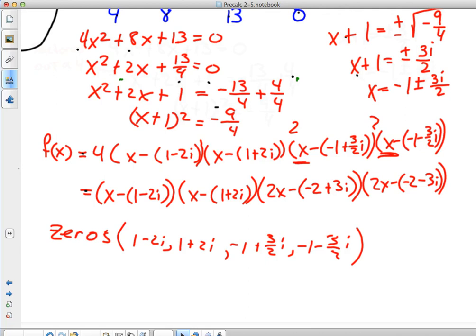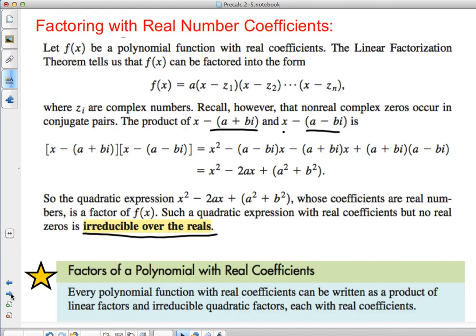Now, as we slide on, maybe, if it ever gets to it, factoring with real number coefficients. Notice, up until now we've been doing complex in the conjugates, but now we're factoring with real number coefficients, okay? Let f of x be a polynomial function with real coefficients. The linear factorization theorem tells us that f of x can be factored into this form, okay, where the z_i are complex numbers. Recall, however, the non-real complex zeros occur in conjugate pairs.